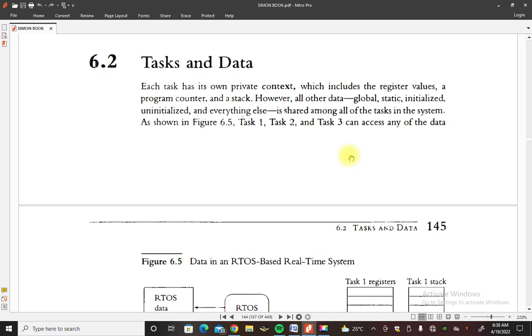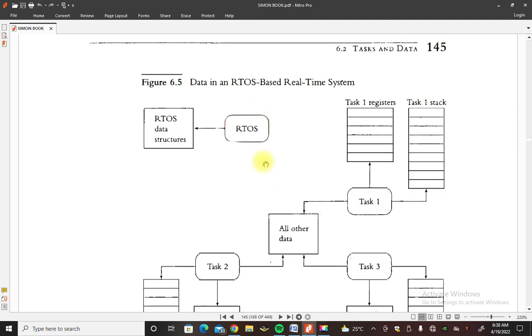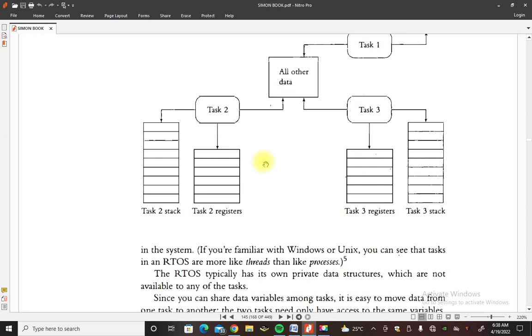Hello everyone, in this presentation we are going to discuss tasks and data. Each task has its own private context, which includes the register values, a program counter and a stack. However, all other data, that is global variables, static variables, initialized, uninitialized and everything else, is shared among all of the tasks in the system. As shown in figure 6.5, task 1, task 2 and task 3 can access any of the data in the system.